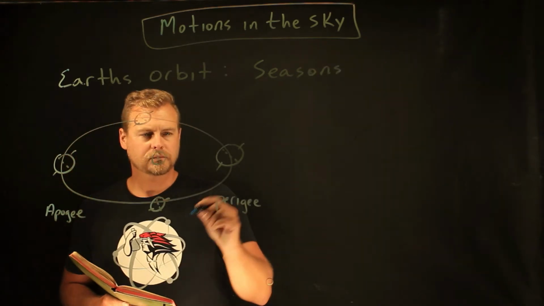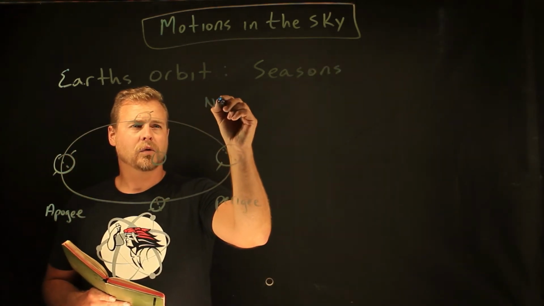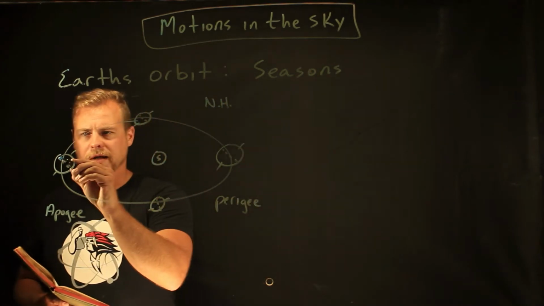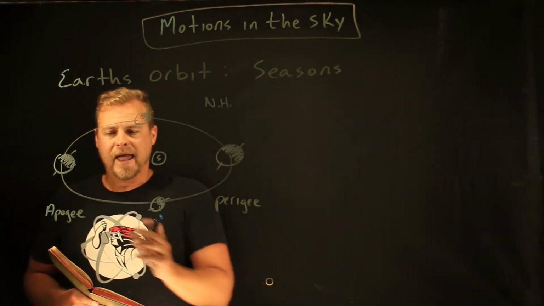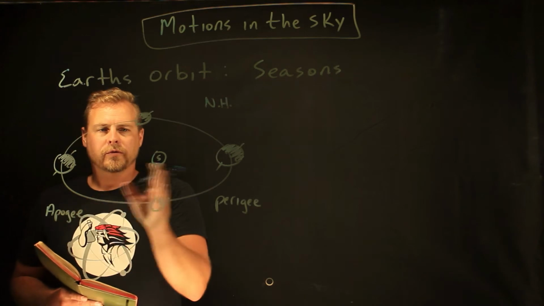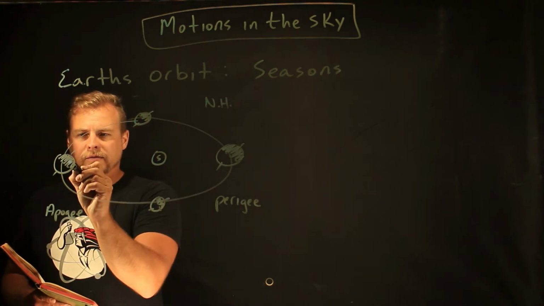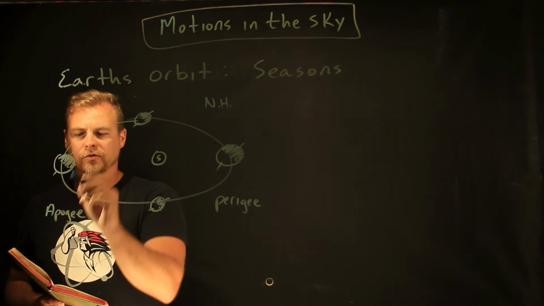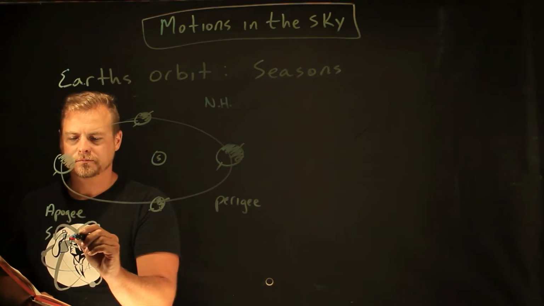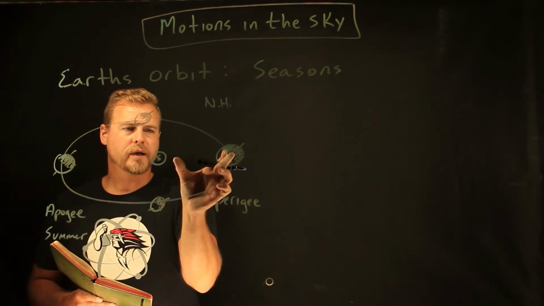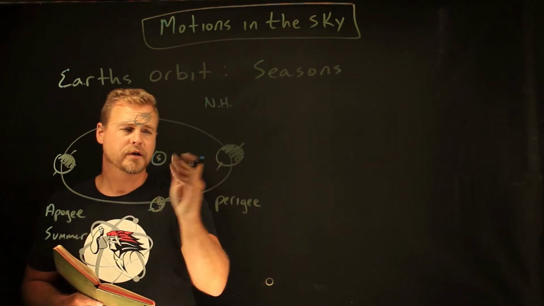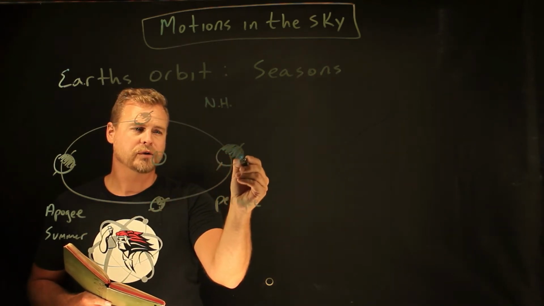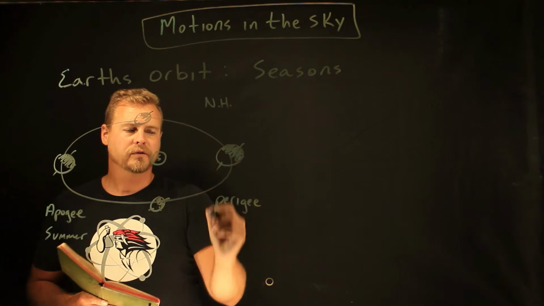Now, in the northern hemisphere, so we're looking at this portion right here, at apogee, when the Earth is further away from the sun, the northern hemisphere is pointing more towards the sun, and so this is where you get summer. And when it's closer to the sun, but the northern hemisphere is generally tilted away, this is when you get winter.